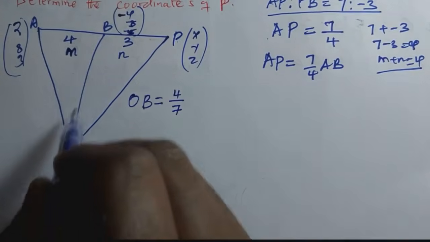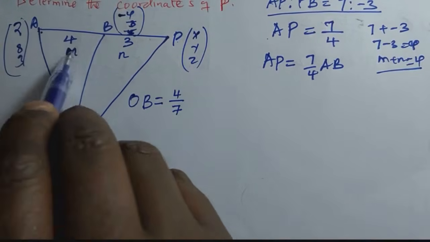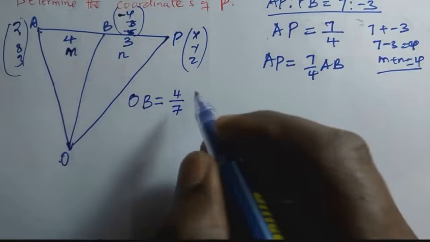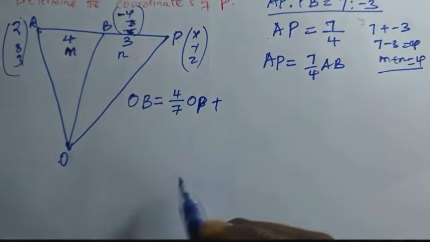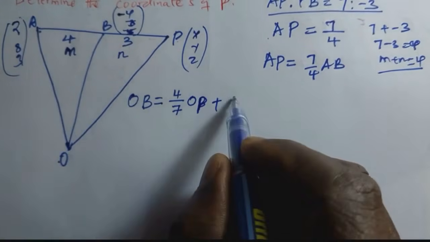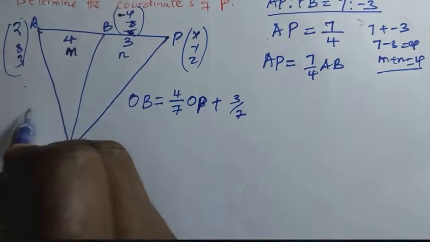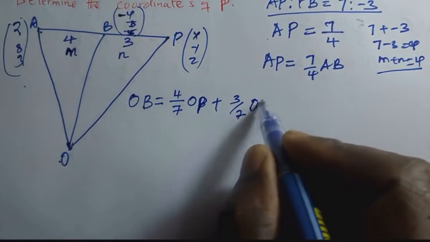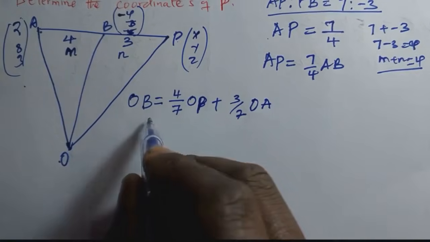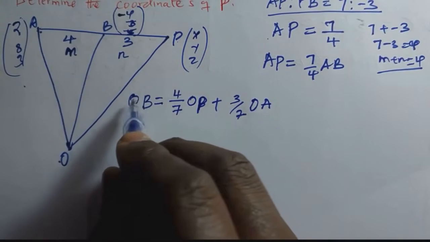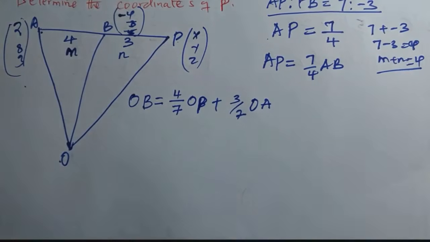So we are using, because we want OB, 4 over 7 OP plus 3 over the total 7. The opposite of 3 is OA. Do we understand that? Therefore, now we have the coordinates. We have OP already, it is this. I think this is the simpler way of doing it.